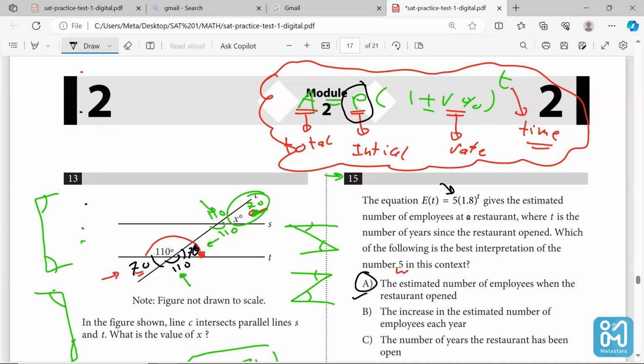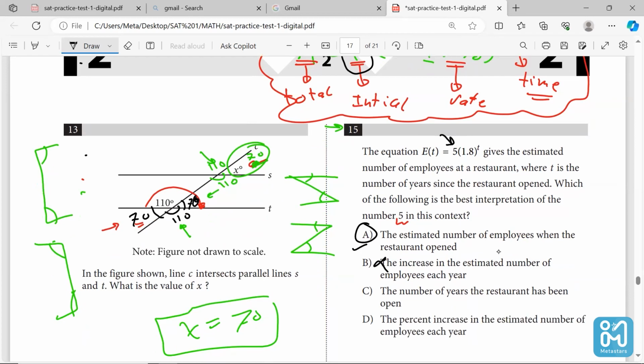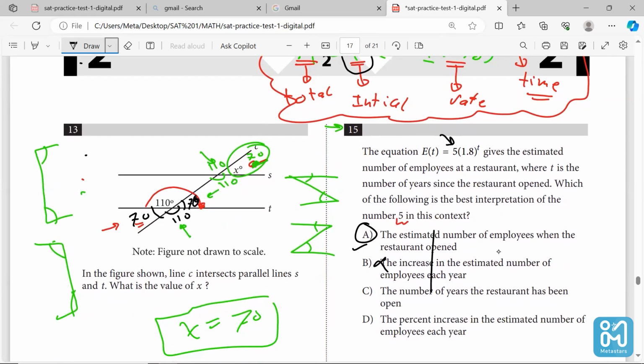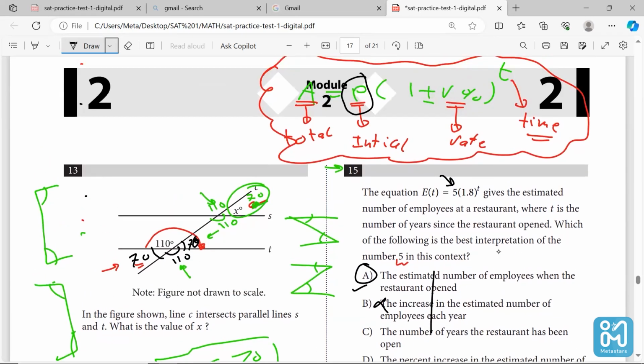Now, let's take choice B, the increases. No, it doesn't represent increase or decrease. I'm talking about the initial. The number of years the restaurant has been open? No, T represents the number of years, the exponent that I have here. And the percent increase, no, the percent that you have is inside. Like in this case, look here, R represents the inside. Guys, focus on this note. It's very important. Every exam we have a question about this idea. They love it a lot, and they keep asking about this idea.